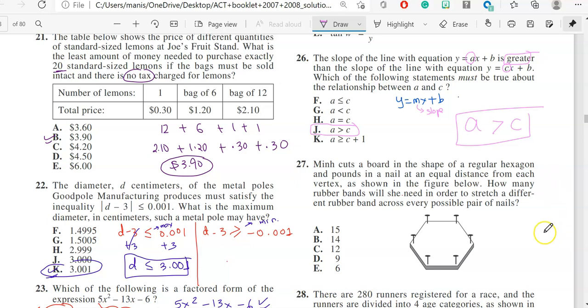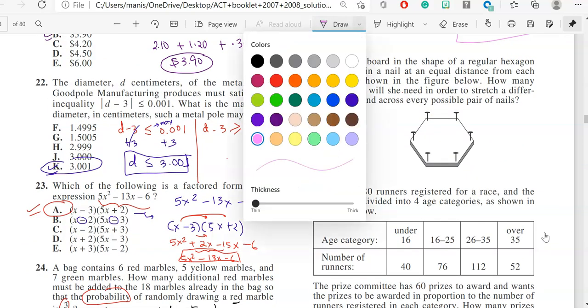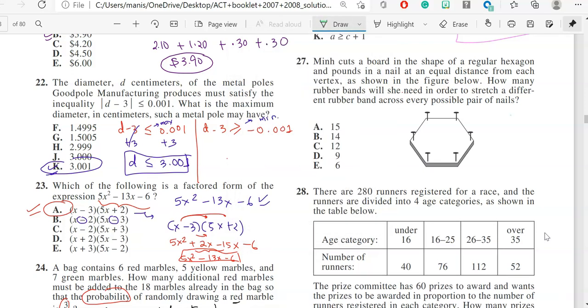Now, let's go to question number 27. Min cuts a board in the shape of a regular hexagon. What is a hexagon? A closed shape with 6 sides. She founds a nail at an equal distance from each vertex as shown in the figure below. How many rubber bands will she need in order to stretch a different rubber band across each possible pair?